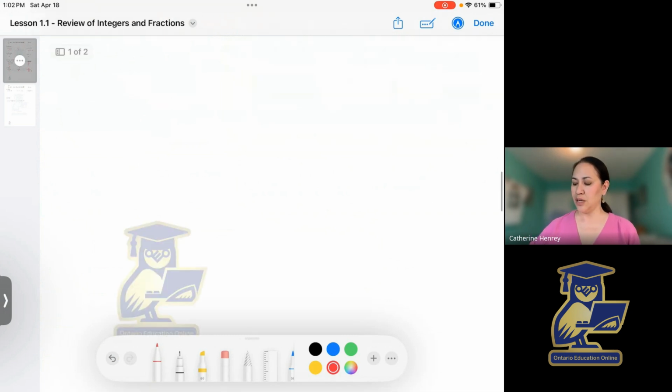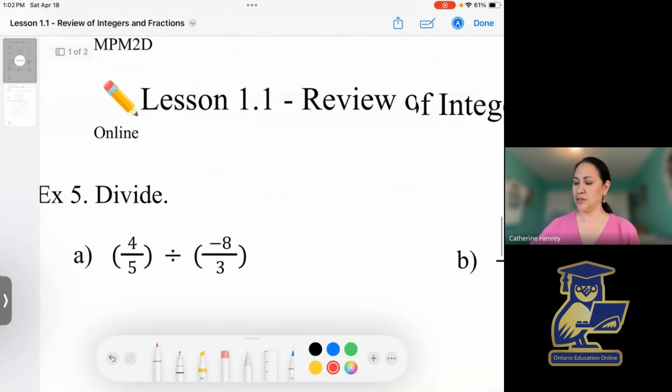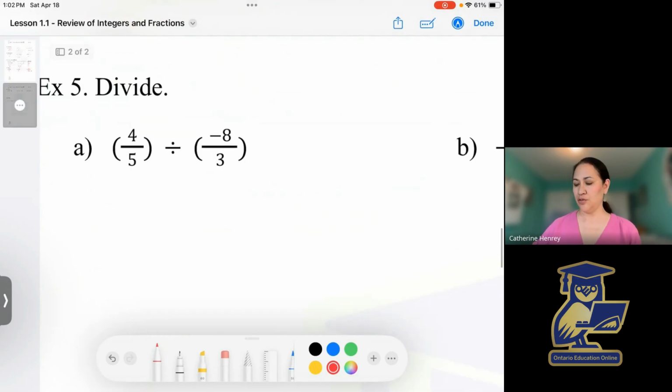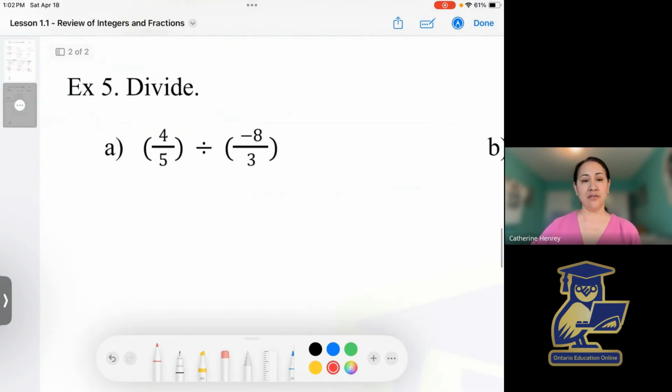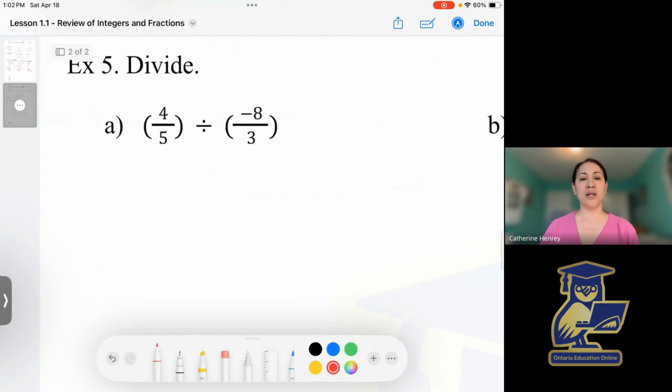Let's move on. We'll take a look at dividing fractions. And what I want you to remember here is that to divide fractions, we end up multiplying by the reciprocal. So we have 4 over 5 divided by -8 over 3. What we're going to do here is we're going to keep the first fraction the same, but we're going to change our division to multiplication, and we're going to take the reciprocal of the second fraction.